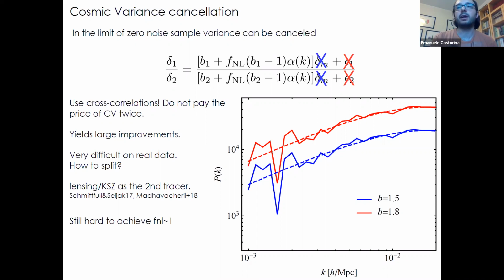Of course, nobody has been able to show in practice that this works, that you can combine two tracers in the same area of the sky and improve on FNL. So this has to be taken with a grain of salt. Recently, people have discussed the possibility that the CMB lensing or the CMB kSZ effect could act as the second tracer.